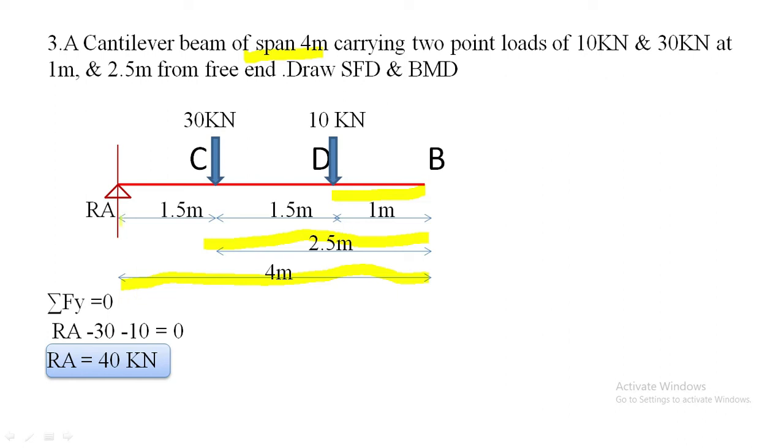Here RA is going in upward direction, so consider plus RA. 30 is going in downward direction, so minus 30. 10 is going in downward direction, so RA minus 30 minus 10 is equal to 0. So minus 30 minus 10 is equal to minus 40. Minus 40 moves towards the 0. So RA is equal to 40 kilonewton.